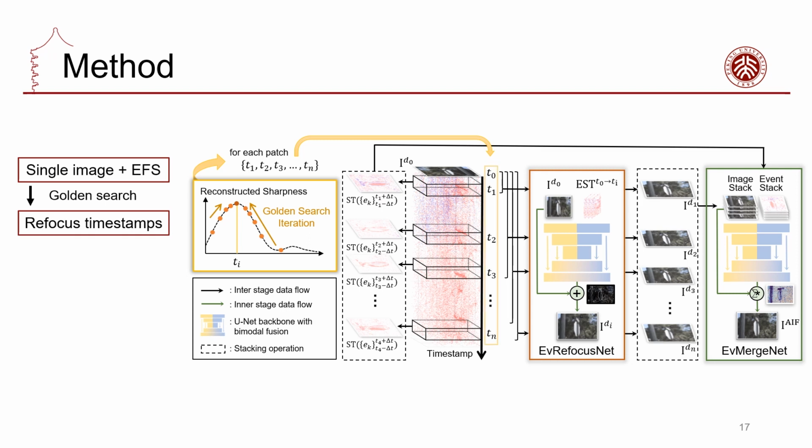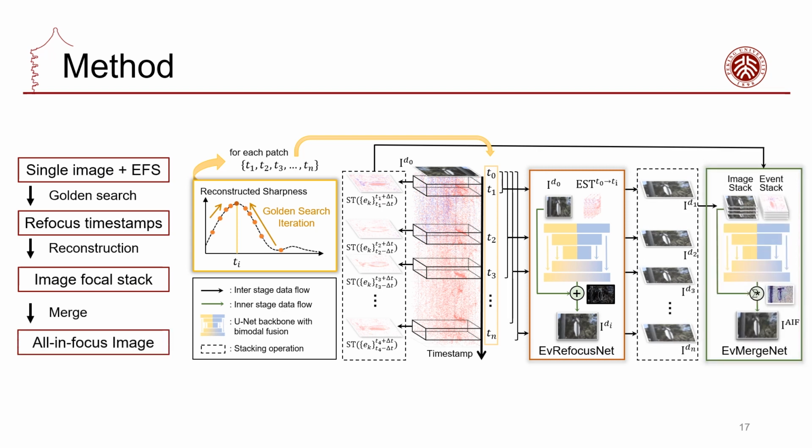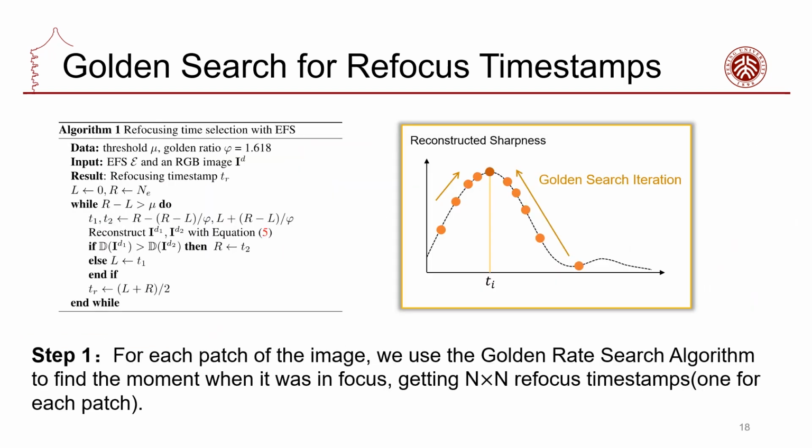This is the pipeline of our algorithm. From a single image and an event focal stack, we select refocus timestamps, reconstruct an image focal stack, and merge it into a sharp image. The first step is to divide the image into n times n patches. We assume the depth in each patch is constant, so the reconstructed sharpness of the patch is a unimodal function of refocus time. For each patch of the image, we use the golden ratio search algorithm to find the moment when it was in focus, getting n times n refocus timestamps.